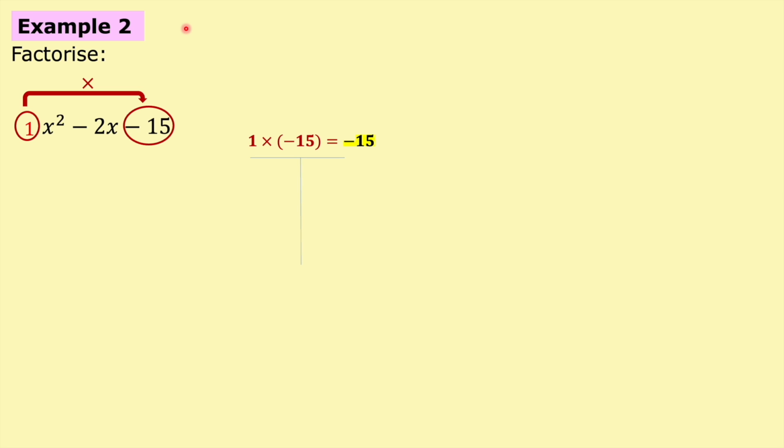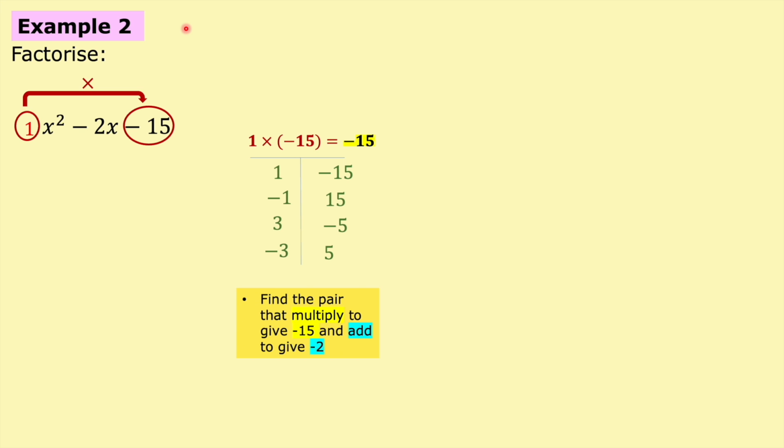We now need to write down all the factors of negative 15. So we've obviously got 1 and negative 15. We've also got negative 1 and positive 15. We've also got 3 and negative 5, and negative 3 and positive 5. So now we need to consider what pair of numbers multiply to give us negative 15, so one of these 4 pairs, and what ones add together to give us negative 2. So here we've got 3 subtract 5 does in fact give us a negative 2, so that's the pair we're going to use.